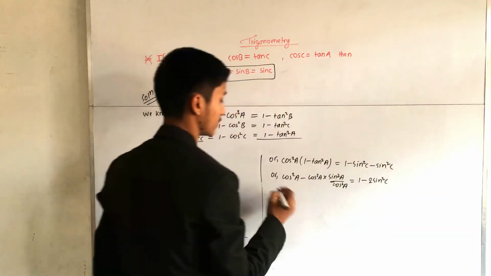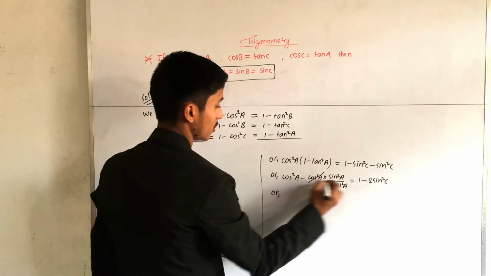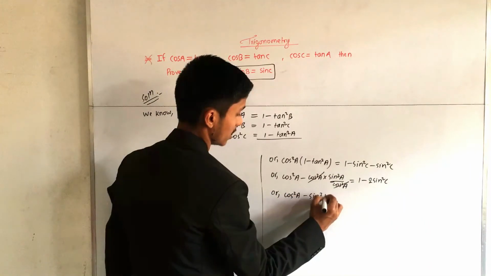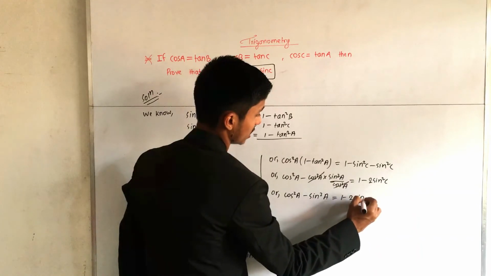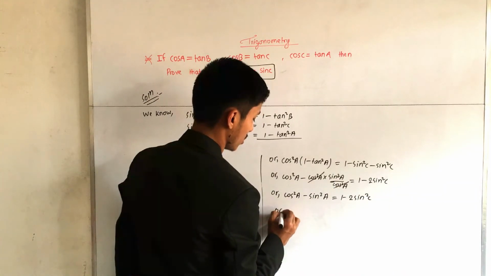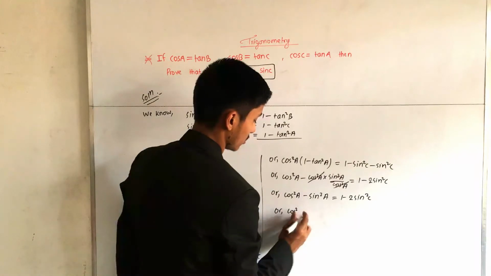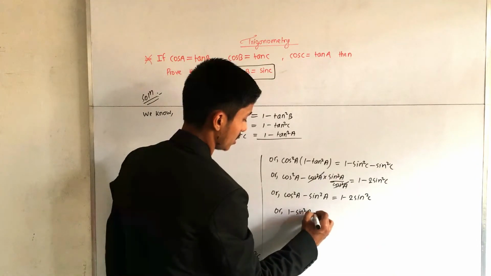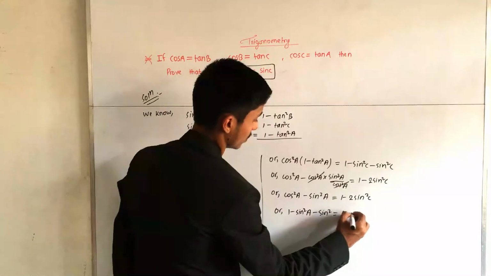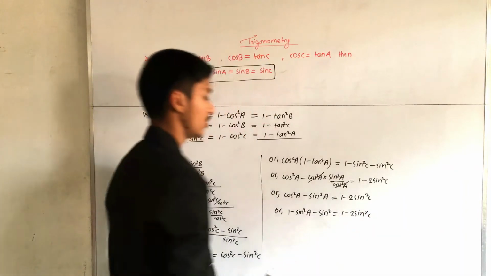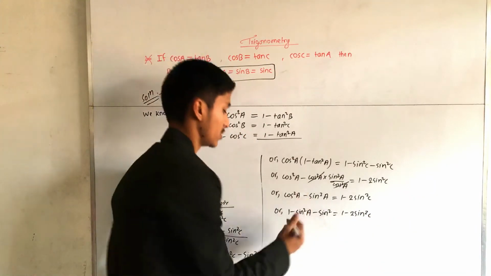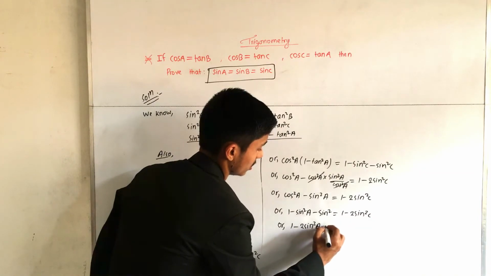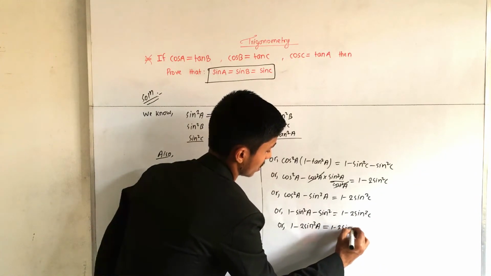sin square C. Now we cross this cos, we get cos square A minus sin square A is equal to 1 minus 2 sin square C, or 1 minus sin square A minus sin square A is equal to 1 minus 2 sin square C. Now we simplify, then we get 1 minus 2 sin square A is equal to 1 minus 2 sin square C.